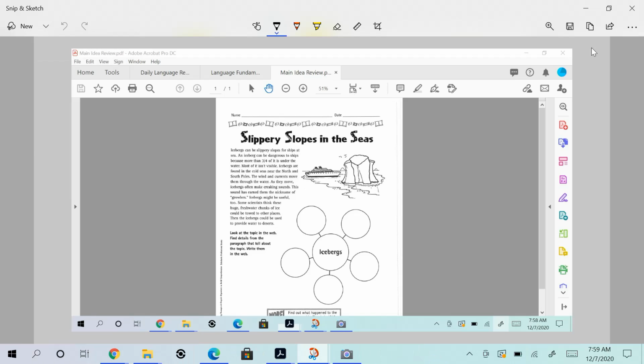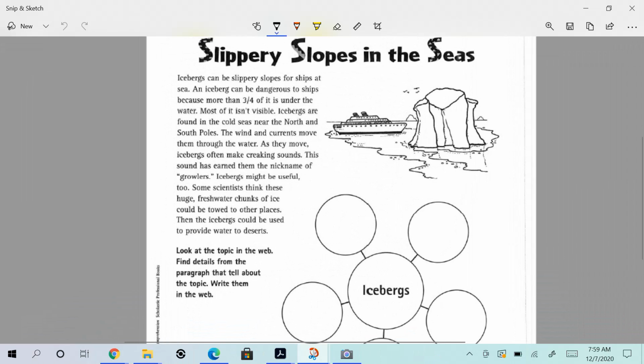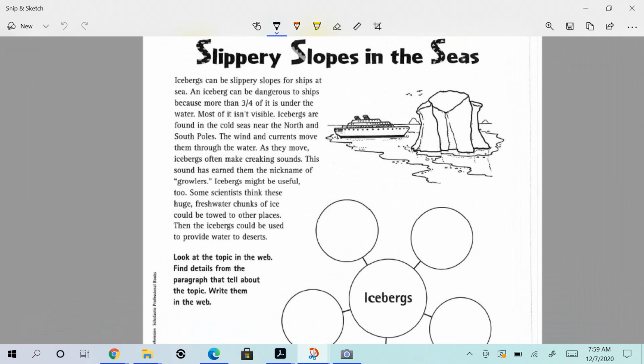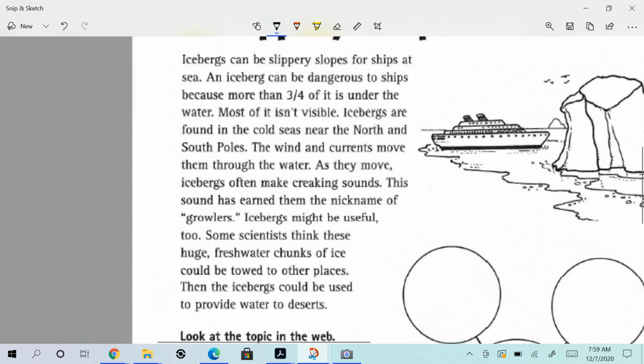So we've got "Slippery Slopes at Sea." That's what we're talking about. Get my pen ready. All right, so let's read it together. Let's pretend for a moment that I was looking for the general topic. Icebergs can be slippery slopes for ships at sea. An iceberg can be dangerous to ships because more than three-quarters of it is under the water. Most of it isn't visible.